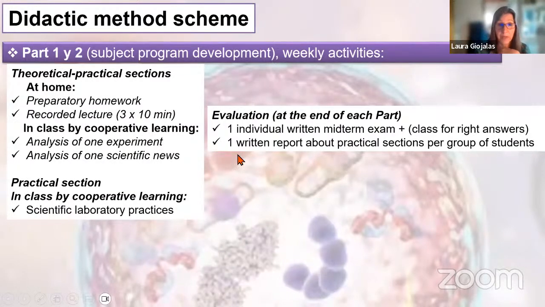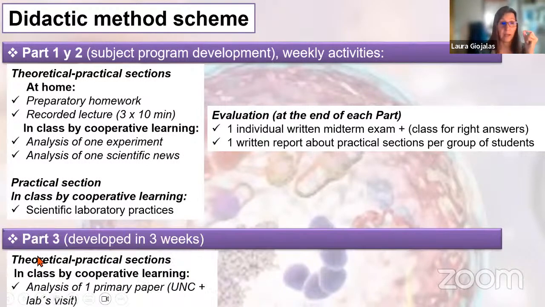And we also request a written report about the practical section per group of students. You remember that they were working in cooperative learning here in the laboratory session, so they have to write one report per group. Once they have finished part 1 and part 2, they have the complete knowledge of the subject of cell biology.